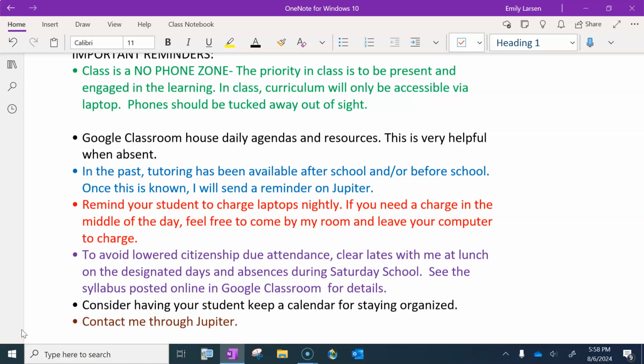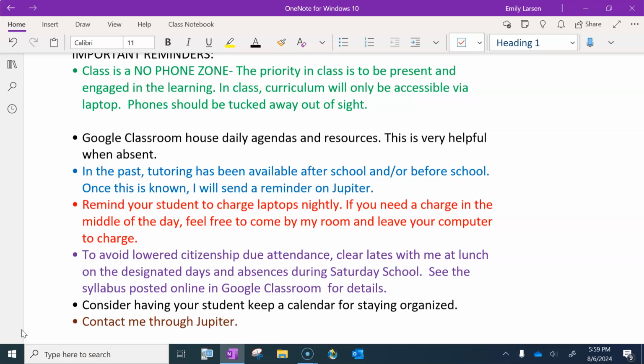In the past, tutoring has been available after school and or before school. Once this is known, I will send a reminder on Jupyter. Remember, your student needs to have their laptop charged nightly. If your child needs to charge their laptop in the middle of the day, feel free to come by my room and leave your computer to charge. I am happy to charge laptops during the period they're not using it, or during lunch or nutrition.